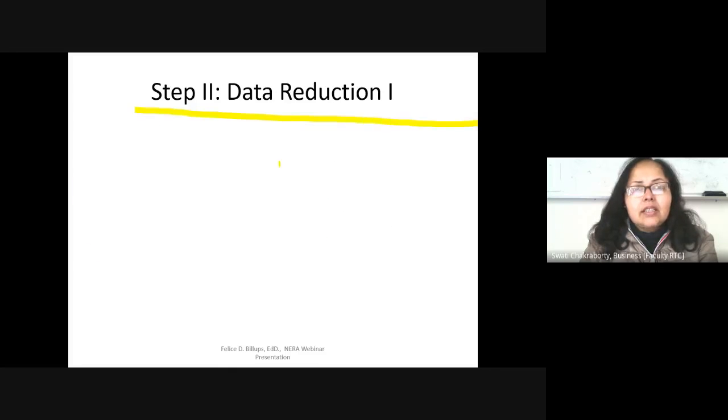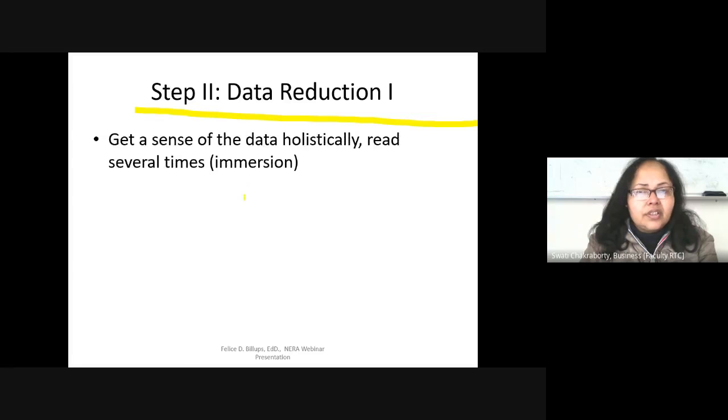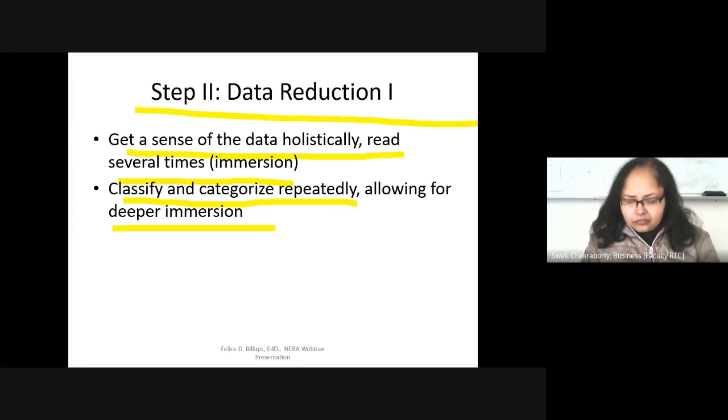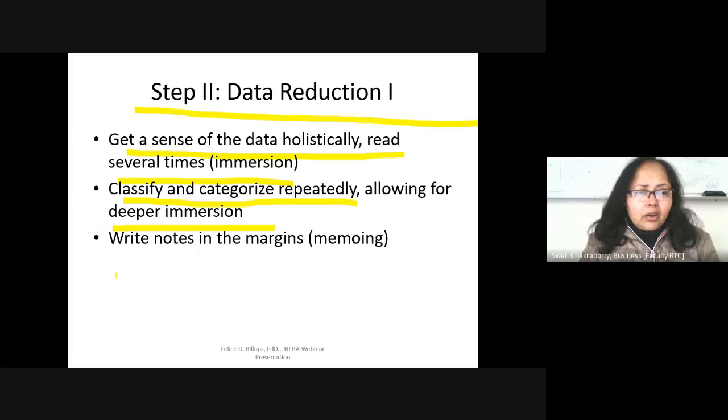Step two is data reduction. First, you get a sense of the data, a holistic view of the data. Read it. You have to read it several times. That is immersion, and then classify and categorize it repeatedly, allowing for deeper immersion. So it has to go on. And when you're doing it, you need to write notes in the margin.